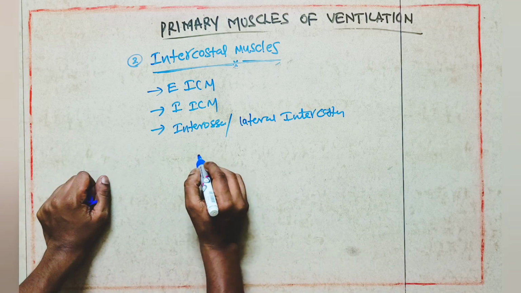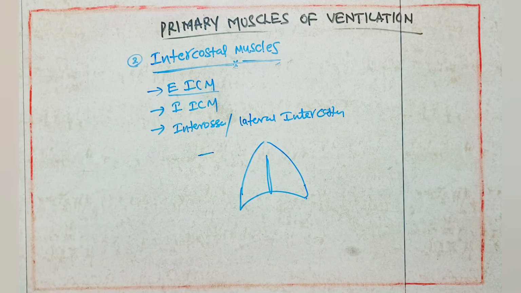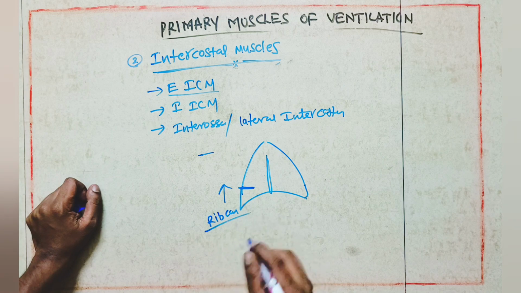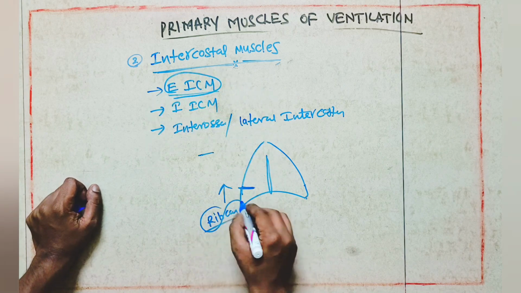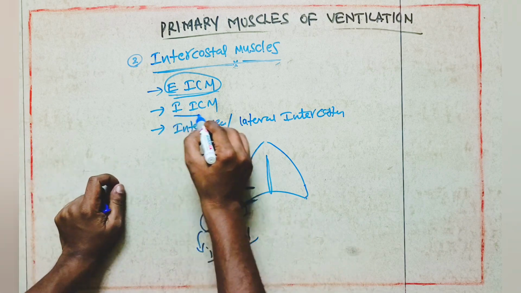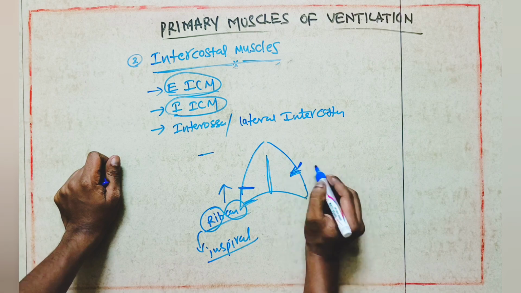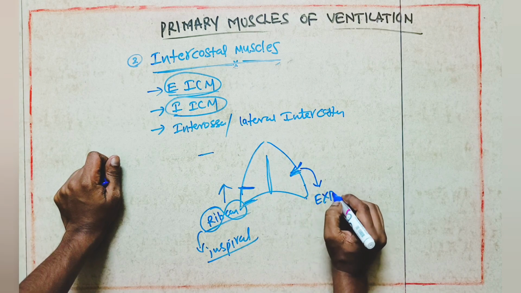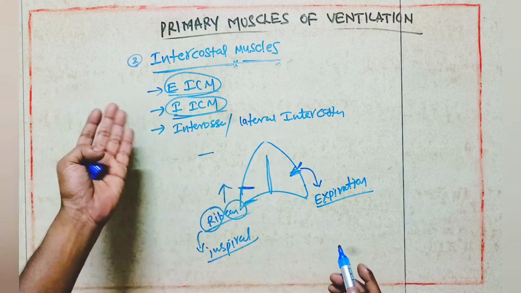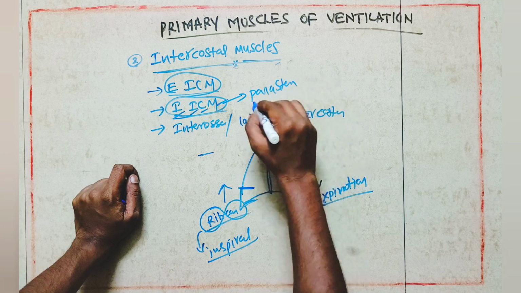One theory says that the external intercostal muscles are going to elevate the rib cage. That means the external intercostal muscles are helpful for inspiration by elevating the rib cage, and at the same time internal intercostal muscles can produce the downward movement of the rib cage, so they are helpful in expiration. Previously we discussed that the internal intercostal muscles are also called the parasternal muscles.